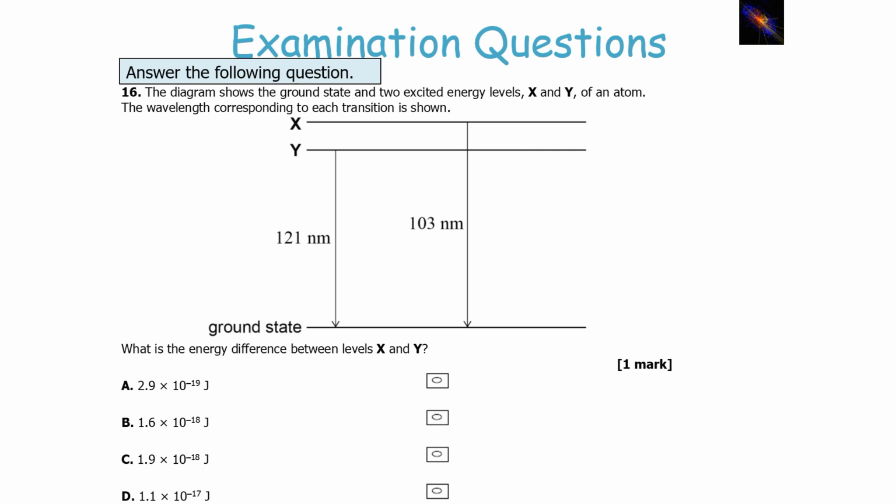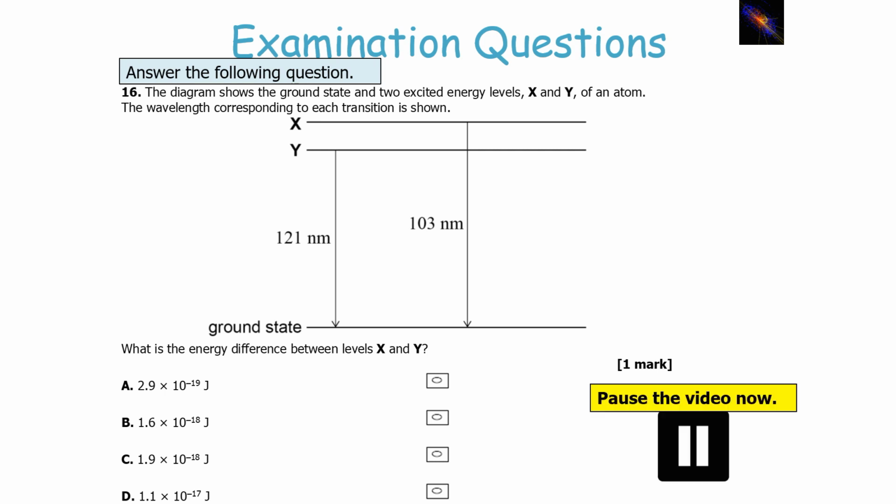Next question. The diagram shows the ground state and 2 excited energy levels x and y of an atom. The wavelength corresponding to each transition is shown. What's the energy level difference between x and y? So pause the video now, then unpause the video when you want to go through the answer.